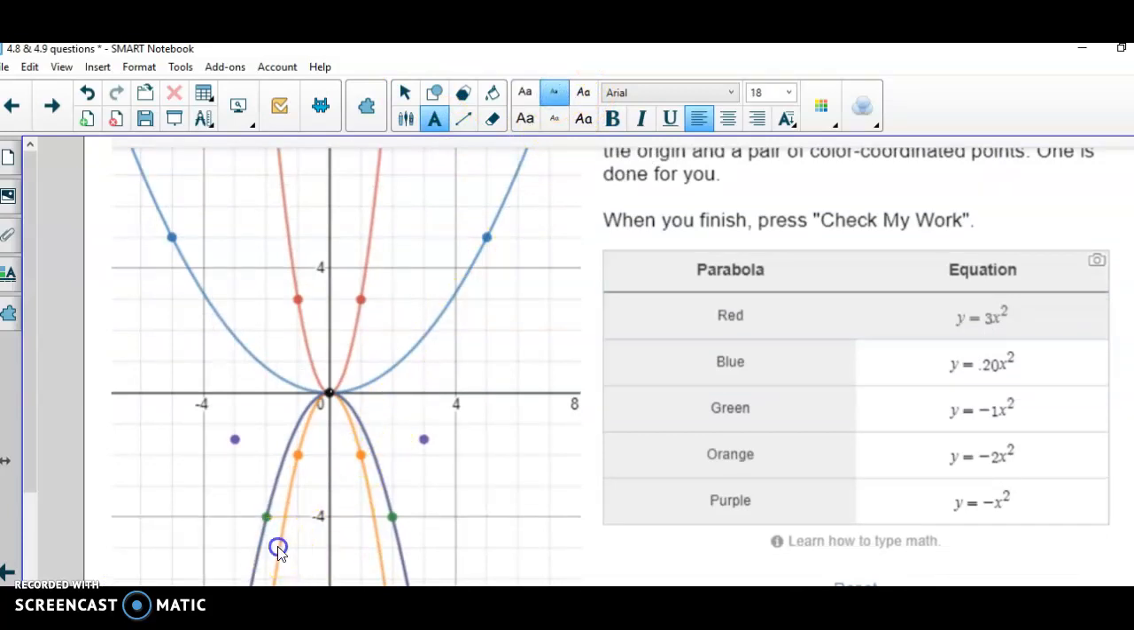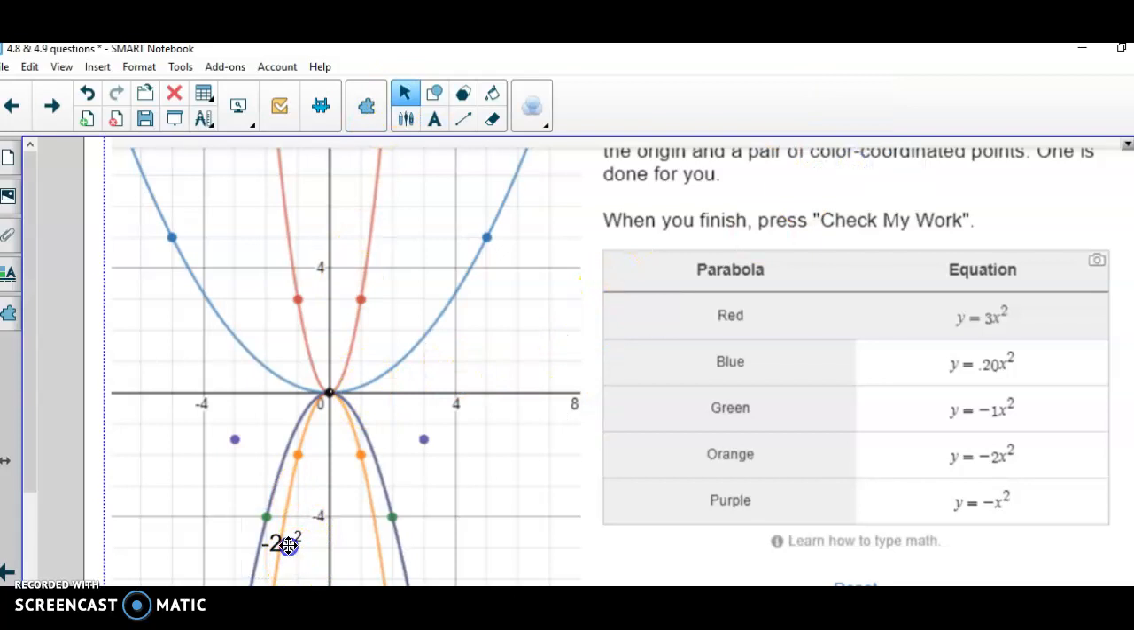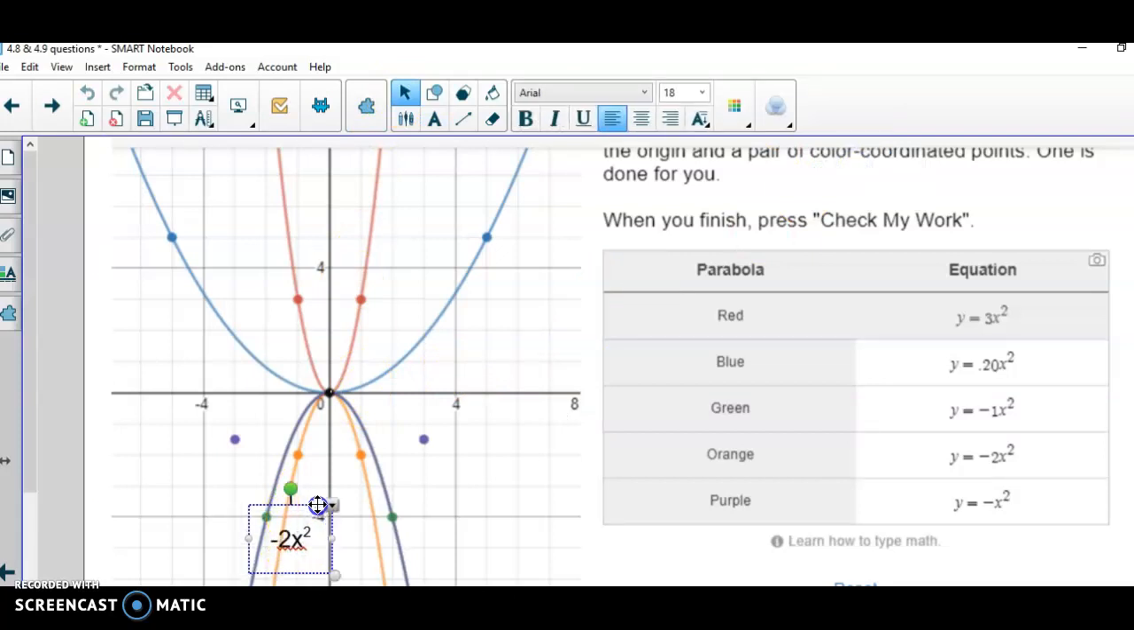We're getting up to 9 minutes. This would be -2x². So let's do it right here. Okay. Trust me, I'm going to make it look nice. That's -2x², okay? And then this one, this purple one, would be -3, right? I'm just matching it with what we did here. Oh, no, that's just -1, okay?